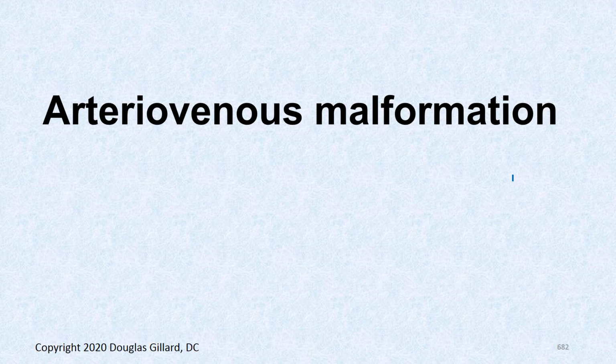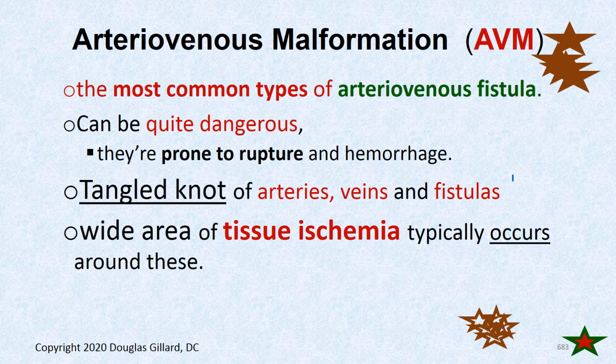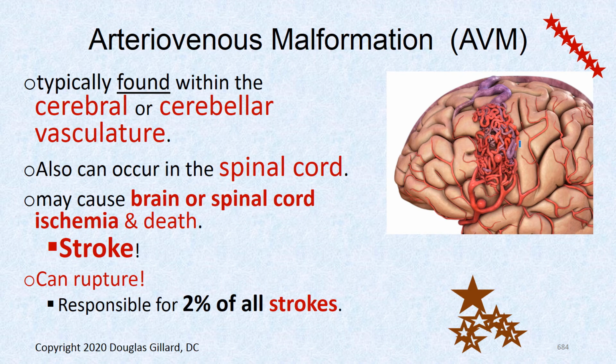Okay, another type of AV fistula in the brain is called an AV malformation. It's the most common type of AV fistula. These can be really dangerous if they're up in the noodle, and they're a little different than a run-of-the-mill AV fistula. They're more like a tangled knot of arteries, veins, venules, arterioles, and many fistulas between them. So it's really a tangled knot. Here's a great picture of an AV malformation, which is considered a class of AV fistula.